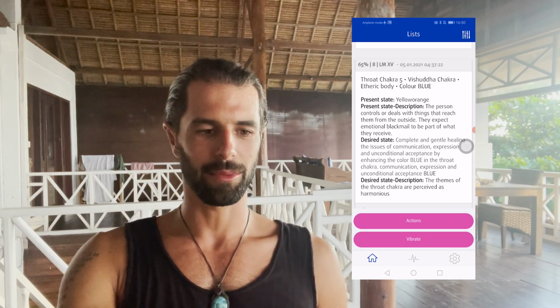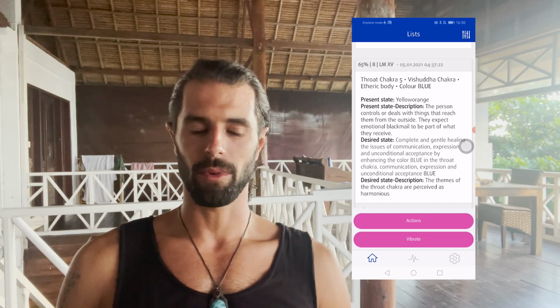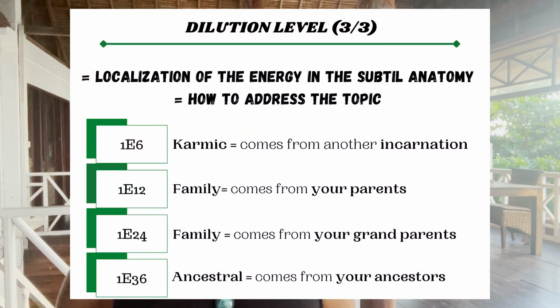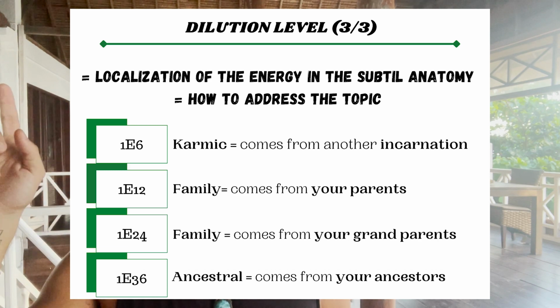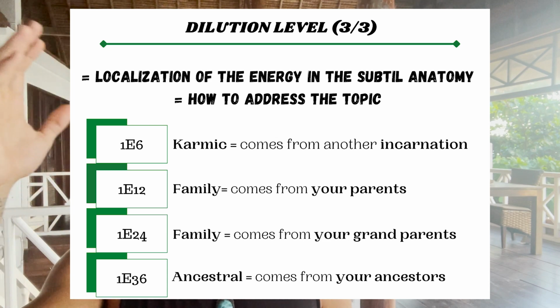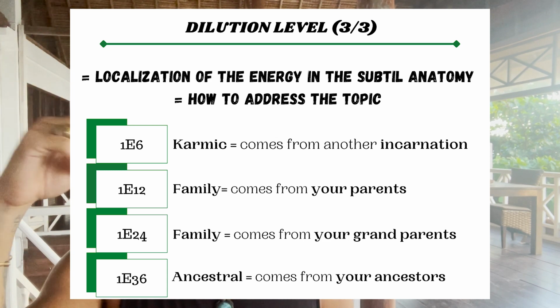Great. And now the last one, the most powerful one for me, if it comes up, and it comes up only sometimes, is when you see a 1E and a number 6, 12, 24, or 36. It means 10 to the power 6, 1 million, 10 to the power 12, and so on. These levels of dilution are extremely subtle, and it's amazing that the Healy can pick that up in your vibrational signature.